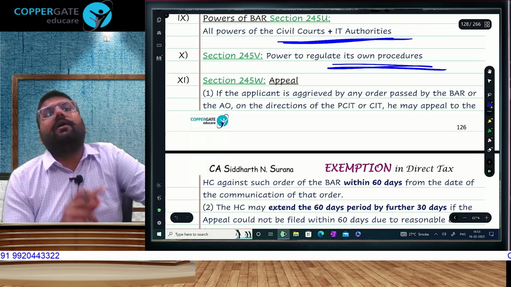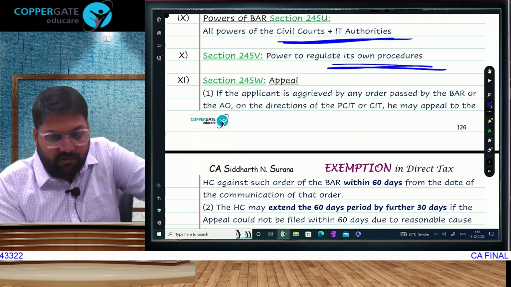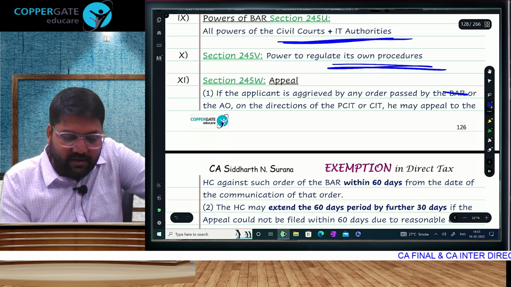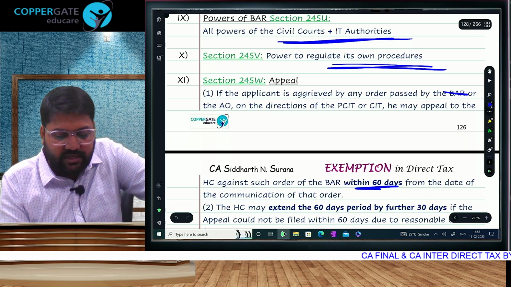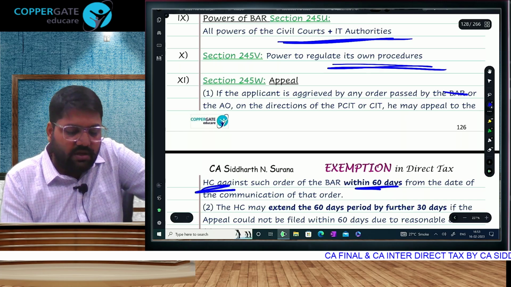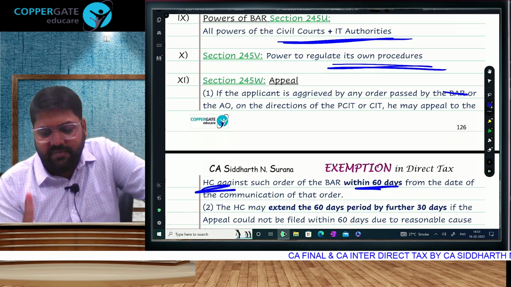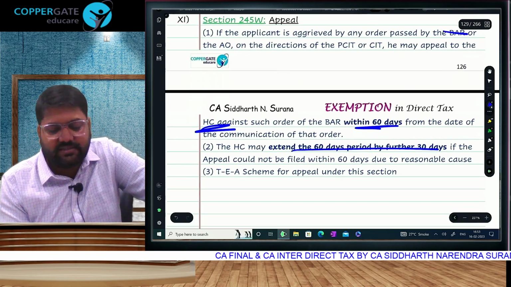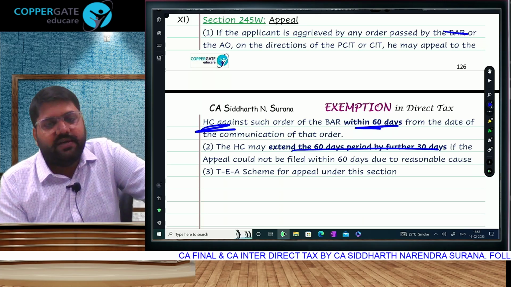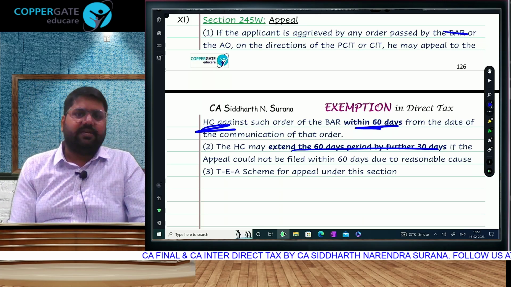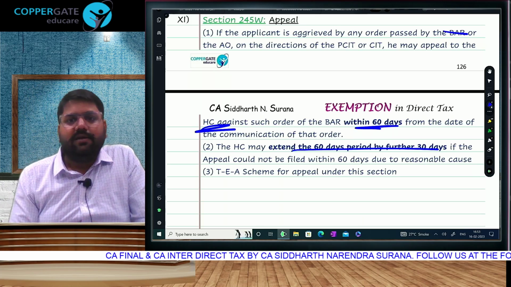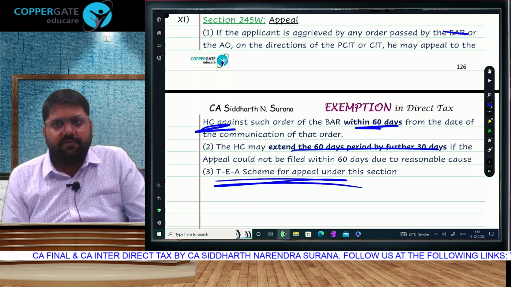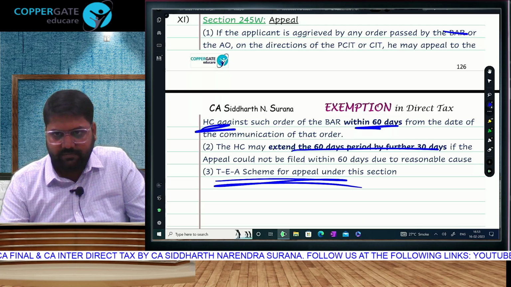And most importantly, under AAR, appeal was not allowed. It was non-appealable. But an order passed by the BAR can be appealed within a period of 60 days. Within a period of 60 days, you can go to the High Court. An order passed by BAR can be directly appealed at the High Court within 60 days. And the High Court may further extend the 60 days period by a further 30 days if there is reasonable cause. Meaning, file the appeal within 60 days to the High Court, and the High Court can extend it by 30 days. And for this purpose also, there is going to be a T scheme. So that was our Board for Advance Ruling.